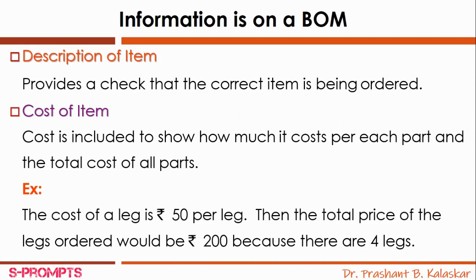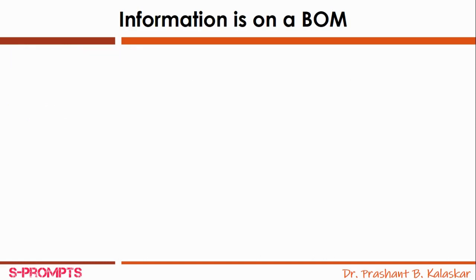Then the cost of each item is also included to show how much is the cost per each part and what is the total cost of all the products. Say the cost of one leg of chair is rupees 50, then the price of the four chair legs which will be ordered would be around rupees 200, because there are four legs ordered in that bill of material.